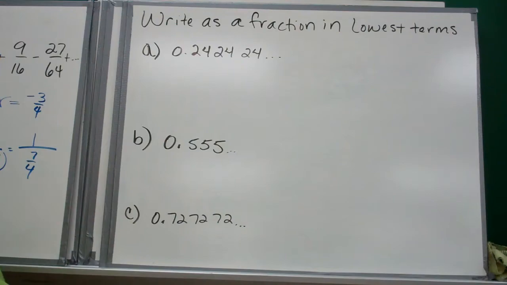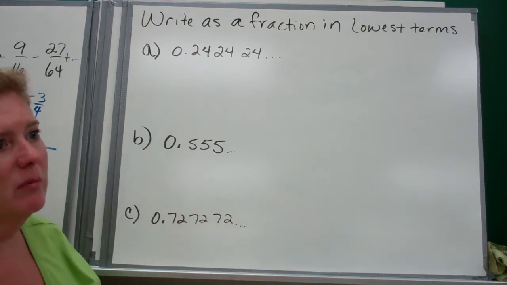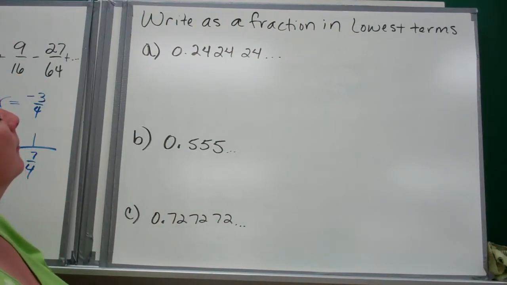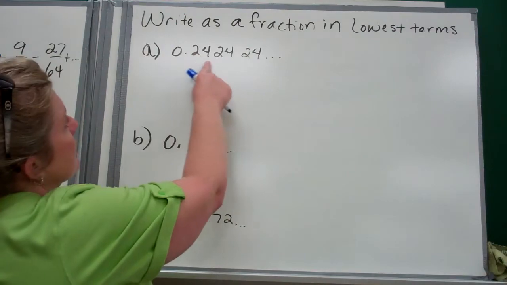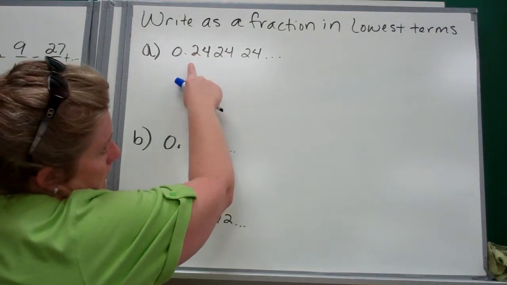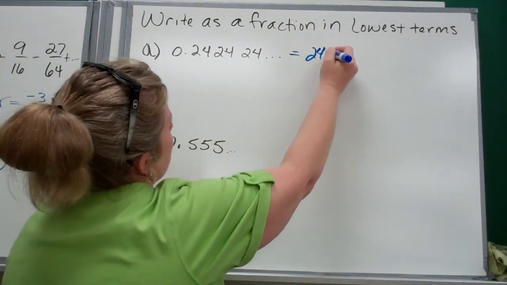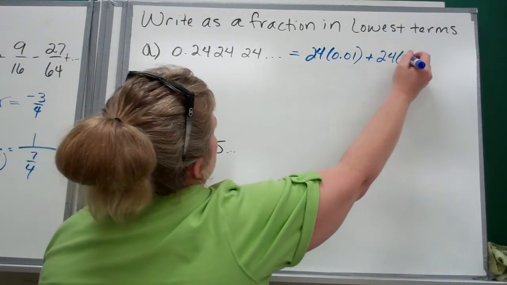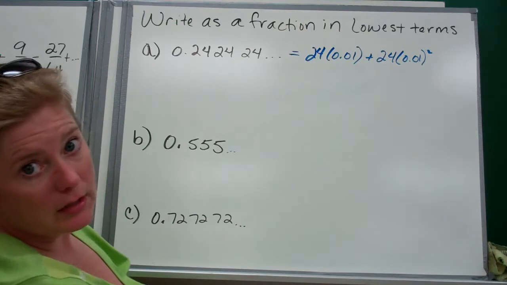Next one, write as a fraction in lowest terms. These are all repeating decimals. Repeating decimals can actually be rewritten as the sum of a geometric sequence, so we can use that as a method to write the fractions. Basically, the repeating part has 2 decimal places. So we can represent this as a series of 24 times 0.01, plus 24 times 0.01 squared, to the third, and so on and so forth.